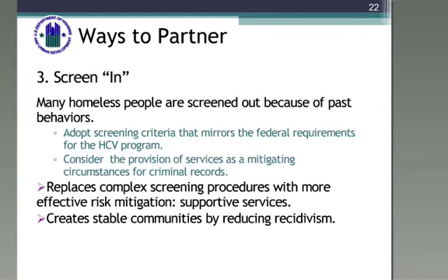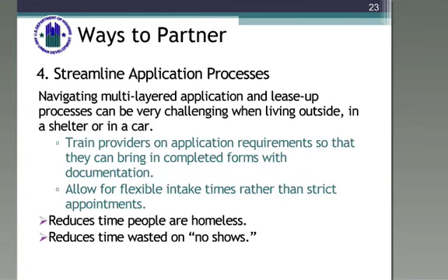PHAs should acknowledge those discretionary policies that may be thwarting other best efforts to house homeless people and consider how they can better screen in this population. Exercising this discretion may be particularly worthwhile for prospective tenants who are working with a service provider and will benefit from the stability of housing to start or continue their rehabilitation.